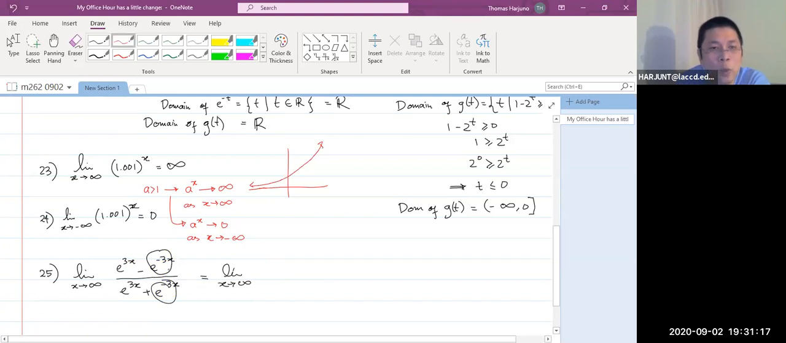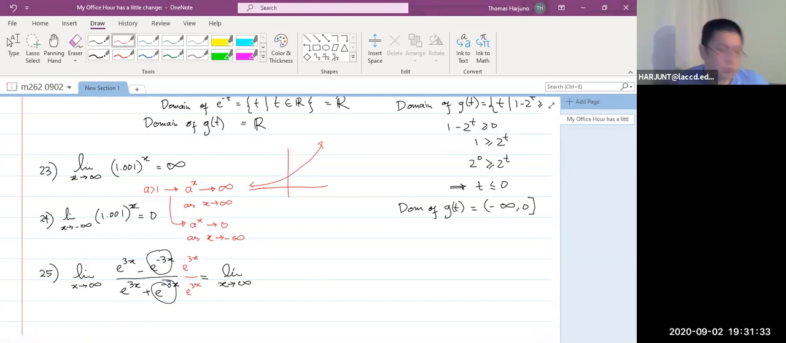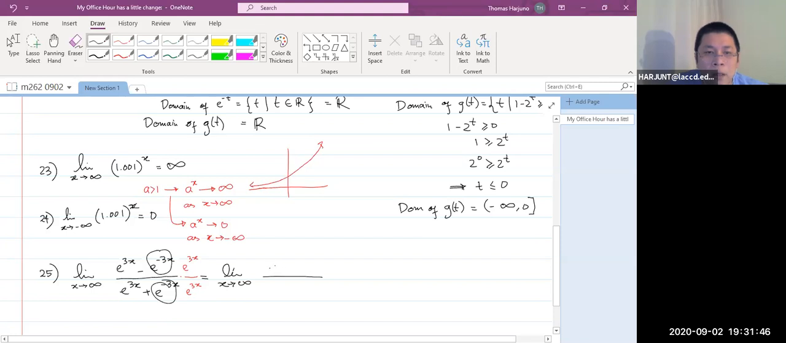Well, one thing we can do is we multiply by e to the 3x over e to the 3x. I think that's what I will do first. I wonder if it helps. So this will become e to the 6x minus 1, and this is e to the 6x plus 1.